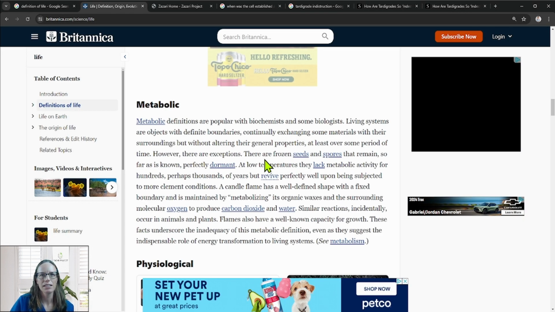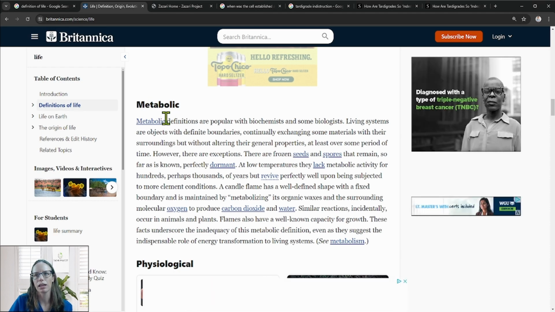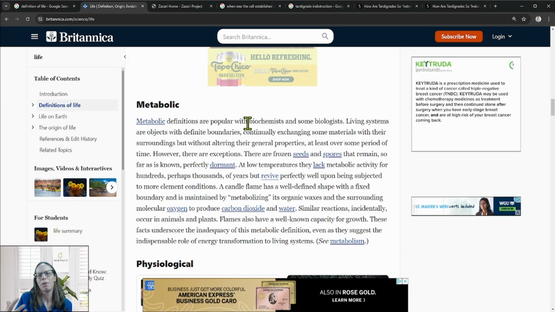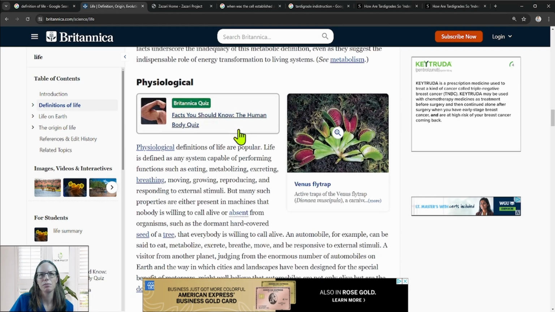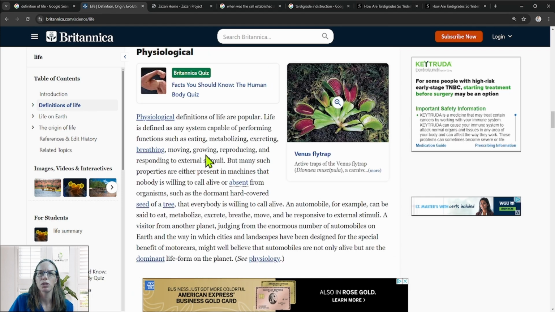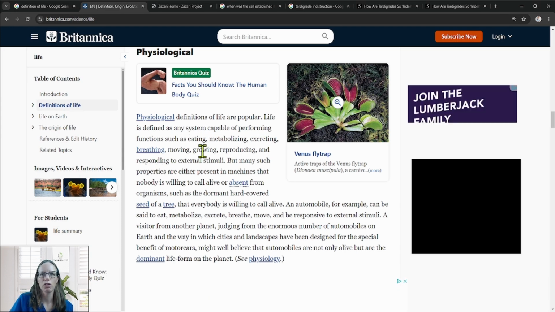There are a lot of varieties of definitions. This one is metabolic, which focuses on the biochemical activity within an organism. Then there's the physiologic, which is very common in biology books and focuses on the observed functions that living systems perform, like eating, excreting, breathing, moving, growing, etc.